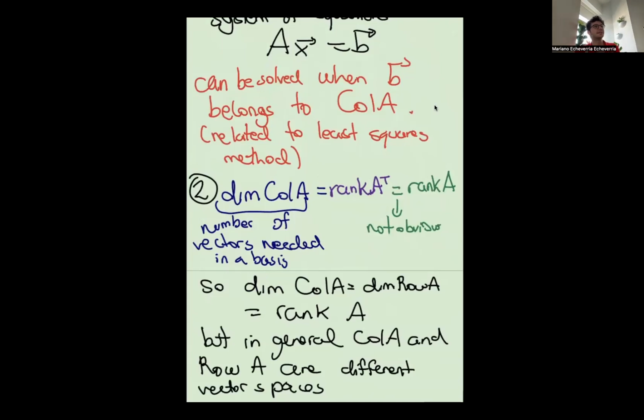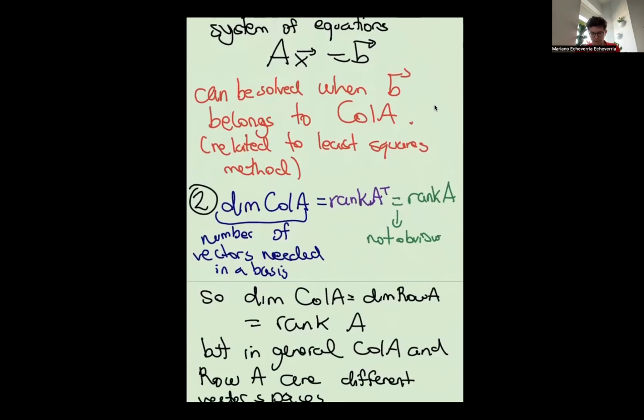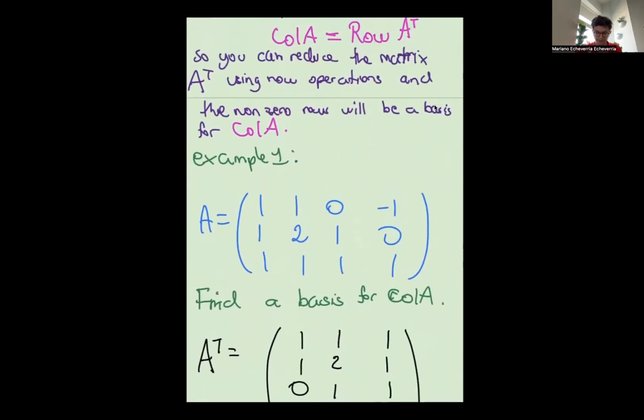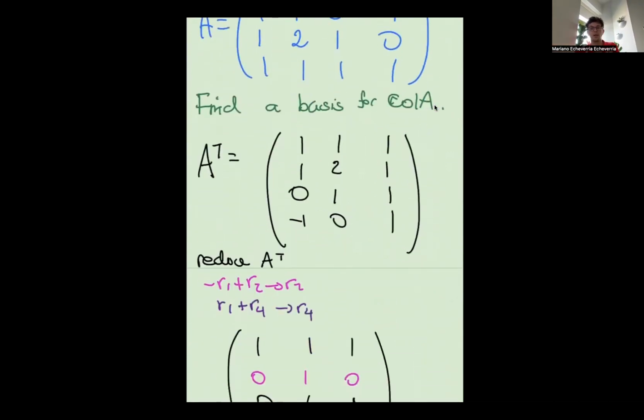There are cases where it's clear they wouldn't be the same. Going back to this example, if you look at the original matrix A, the columns have 3 entries and the rows have 4 entries, right? So there's no way for the vector spaces to be the same, because in one case you're working with vectors with 3 entries and in the other with vectors with 4 entries. But still the number of basis vectors is the same in each of them.